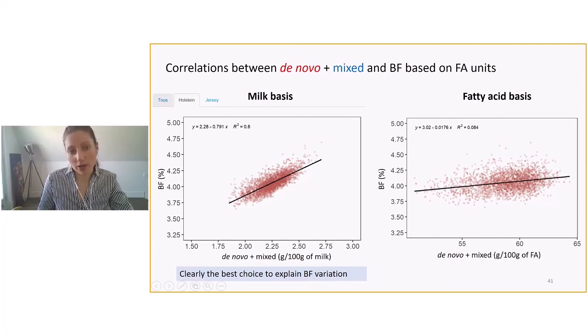This is why we really use the milk basis: the correlation is clearly stronger between de novo, mixed and butterfat, and this is the basis that we use in our analysis. So for us, this is the best choice to explain the impacts on butterfat.